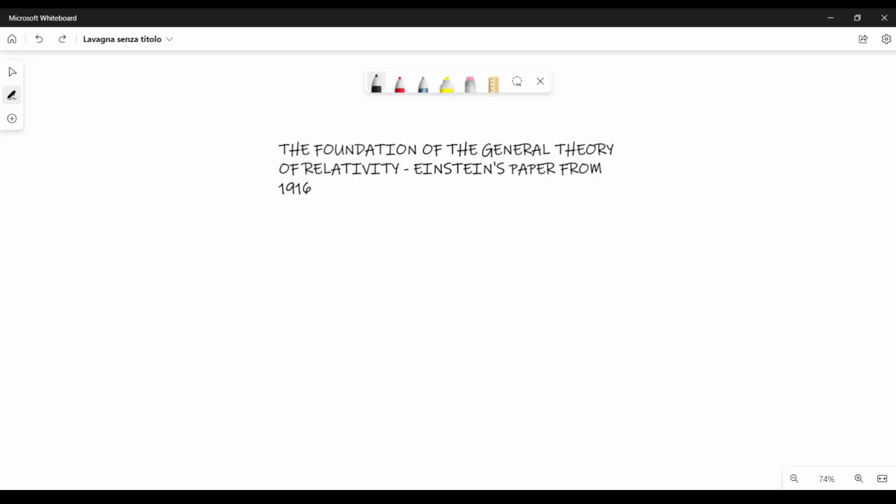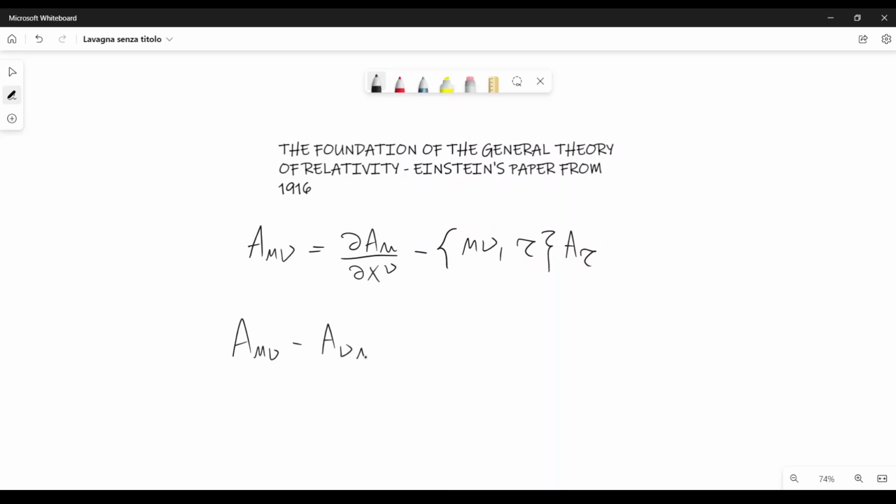Let's find the analog of the curl in general relativity. Let's start with the expression A_{μ;ν}, the covariant derivative of the vector A_μ, and this is ∂A_μ with respect to x^ν minus Christoffel Γ^τ_{μν} A_τ. If we consider now A_{μ;ν} minus A_{ν;μ}, we get an anti-symmetrical tensor.